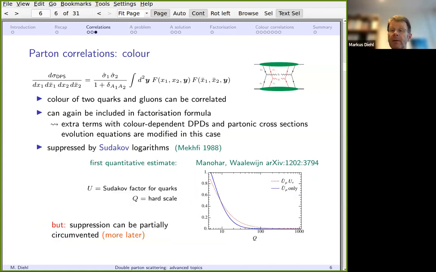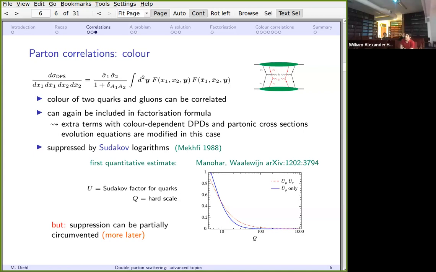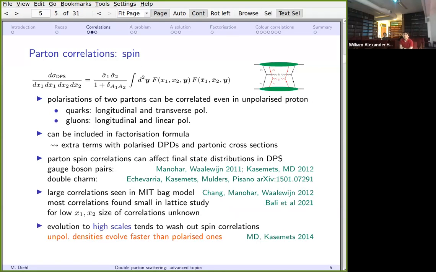Now, the last type of correlation I want to speak of, and this here is an equalizer. We'll come back to it later. Yes? Sorry, just before you go on, if you could go back one slide, please. Maybe this is just a dumb question, but I expected the gluon polarizations to be the two transverse polarizations, so I'm surprised it's longitudinal and linear. Am I thinking something strangely here?